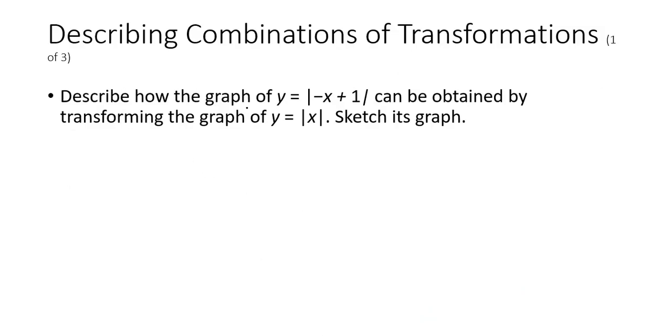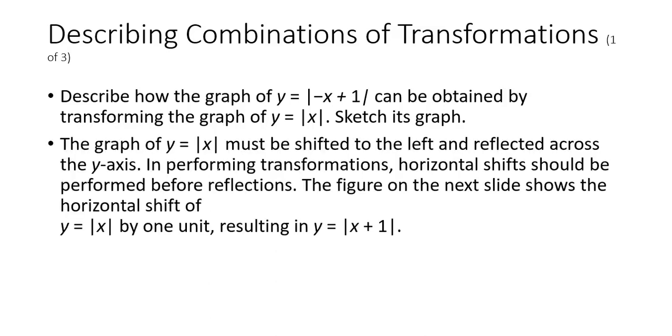Describe how the graph of y is equal to absolute value of minus x plus 1 can be obtained by transforming the graph of y is equal to absolute value of x. So the graph of y is equal to absolute value of x must be shifted to the left, because this is plus 1, this really is minus 1, so it's shifting to the left, and reflected across the y-axis.